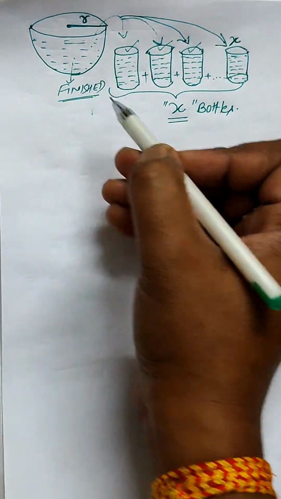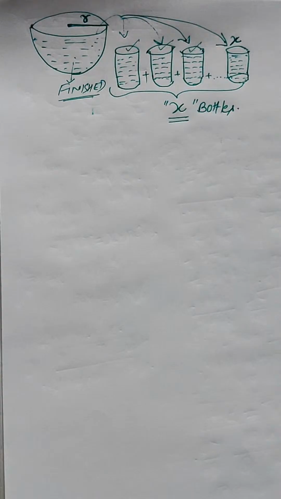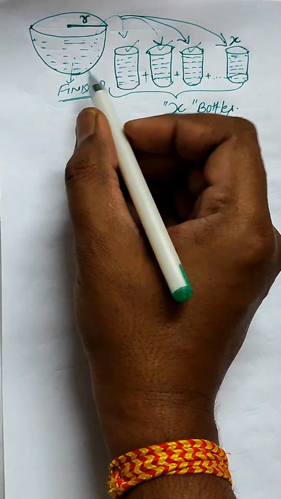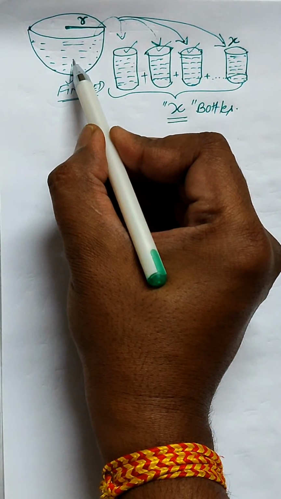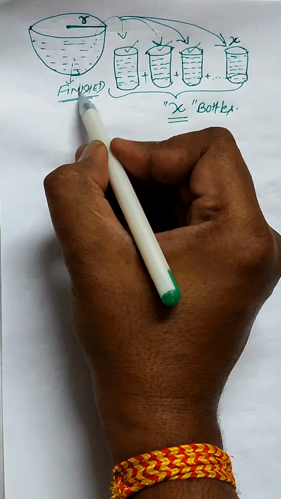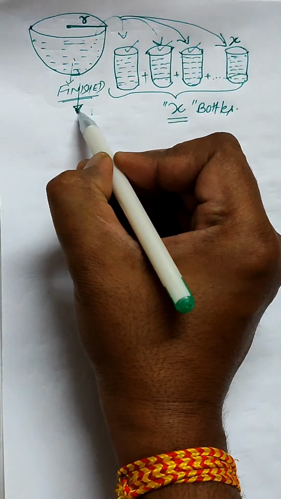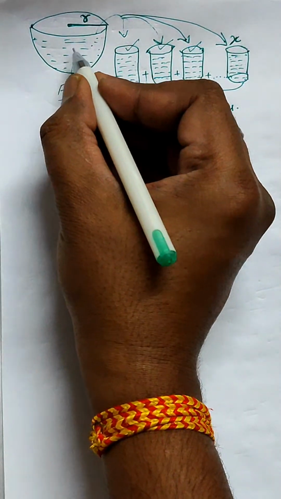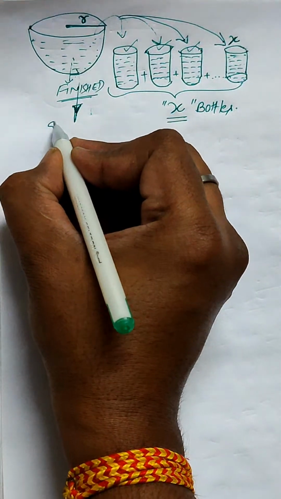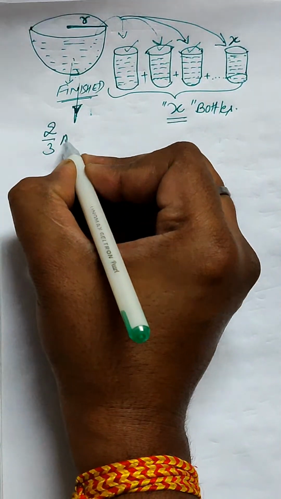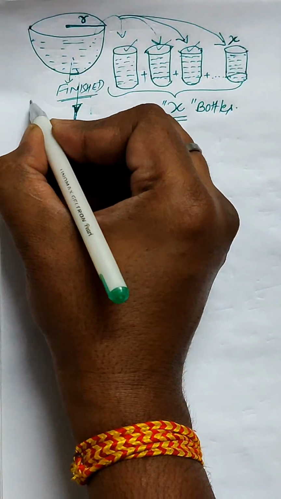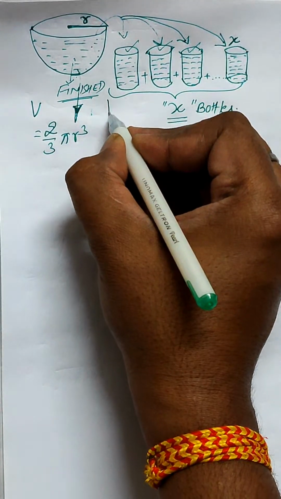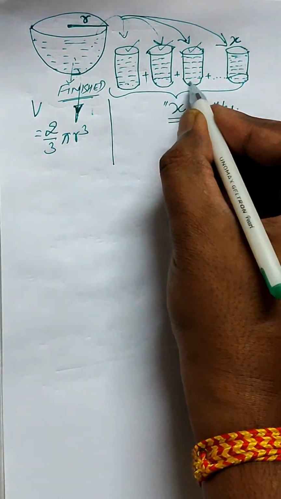So I hope you understand what is happening. Now you can see this is a hemispherical bowl, and the liquid content in this bowl will be equal to the volume of the hemisphere. So the volume of the liquid present in this hemispherical bowl will be equal to 2 by 3 pi r cube. This is the volume of the hemispherical bowl, and this is poured into bottles.